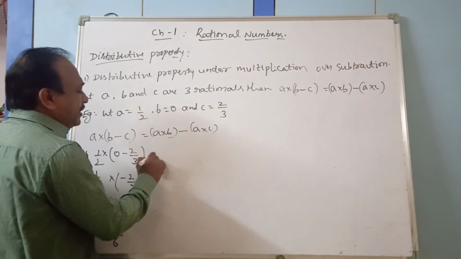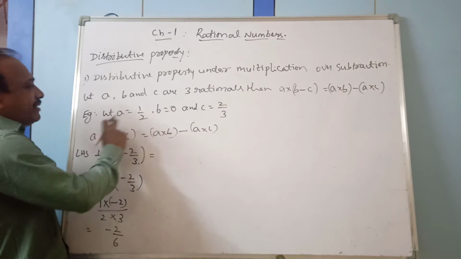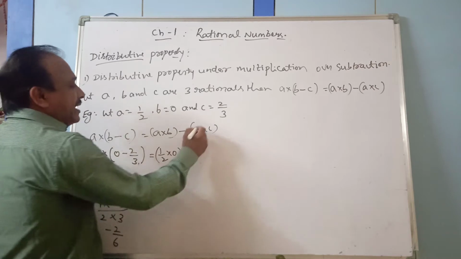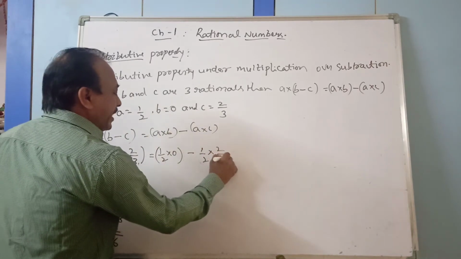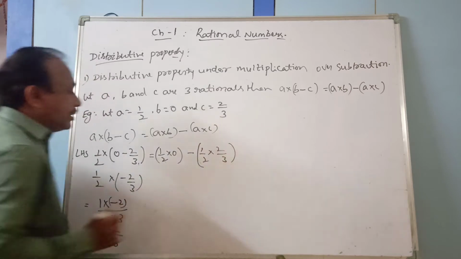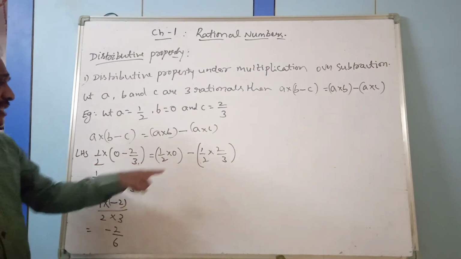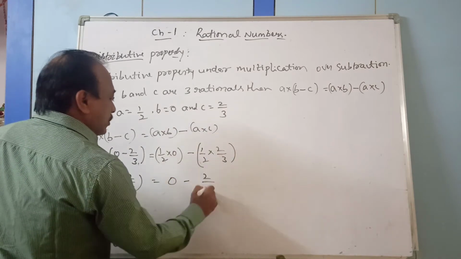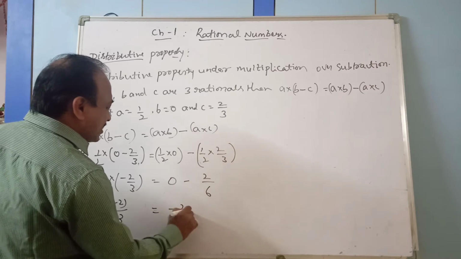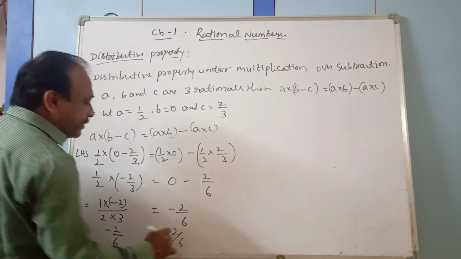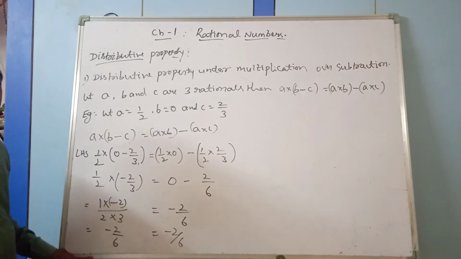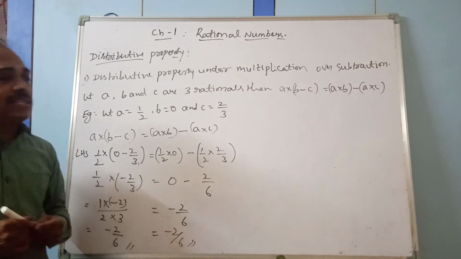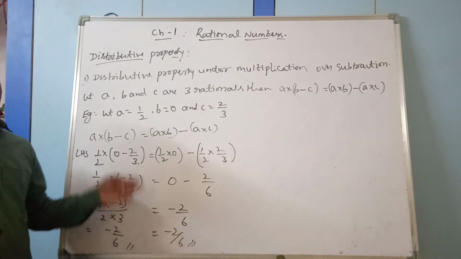This is the LHS part. Now the RHS part: A into B minus A into C, which is 1 by 2 into 0 minus 1 by 2 into 2 by 3. So 1 by 2 into 0 is always 0, minus 2 by 6. So 0 minus 2 by 6, which is nothing but minus 2 by 6. We got both LHS and RHS equal. So distributive property under multiplication over subtraction of rational numbers is satisfied.